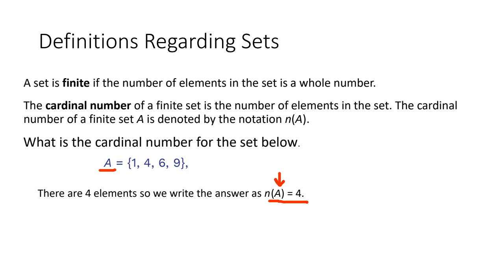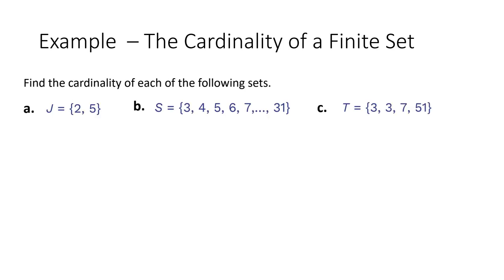Find the cardinality of each of the following sets. Okay, so we have J is equal to 2 and 5. So for our cardinality for J, we would write n because we're going to give our answer, and then our J. And how many things does J have? It has 1, 2. Okay, so here's just an explanation of that solution.